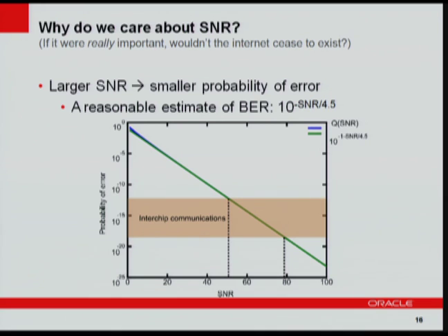Why are we interested in SNR? Because it directly correlates with the probability of error. So for a larger SNR, you have a smaller probability of error. And here I just want to give you a very simple formula. Take an SNR number, divide it by 4 or 5, and that roughly gives you the probability of error. So 80 divided by 4, around 10 to the minus 20 probability of error. And this shaded region here is the region of interchip communication. So we want to roughly shoot for an SNR between, say, 80 and 50 or so.